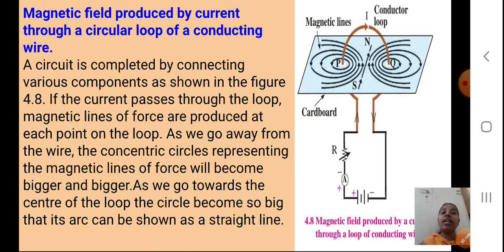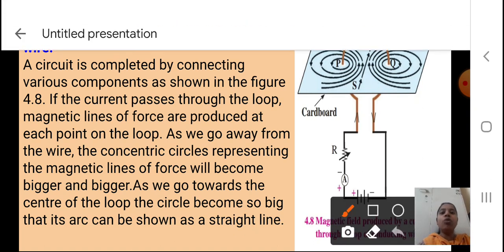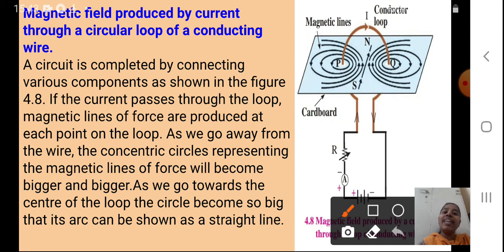Now, if a current passes through a loop, magnetic lines of force are produced at each point on the loop. Loop means it is a circular loop. So at any point on that circular loop, you will get magnetic lines of force when it is kept in the circuit and a current is flowing. As we go away from the wire, the concentric circles representing the magnetic lines of force become bigger and bigger.